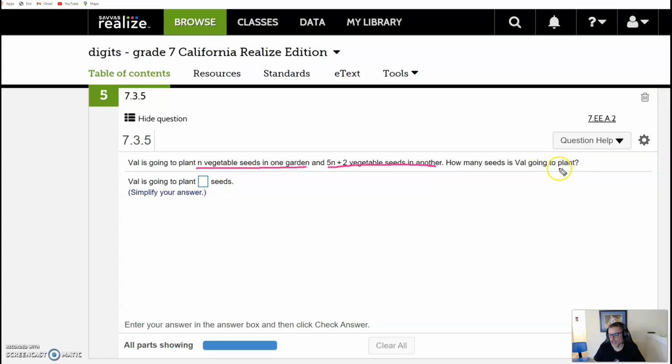So in other words, it's saying, well, we have to take this number right here, N. We have to add it to this number right here, and that tells us how many he's going to plant. So the way I would write this mathematically is N plus 5N plus 2. Okay, let's make sure we understand where this came from. This N is the number of seeds in this garden, and 5N plus 2 is the number of seeds in this garden. We're going to add them together.